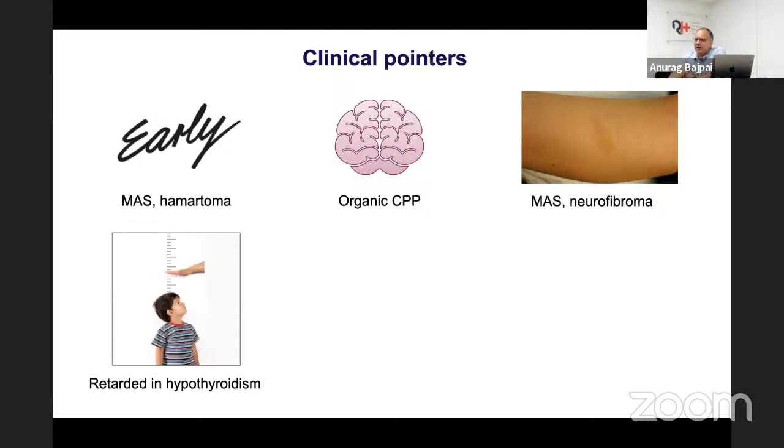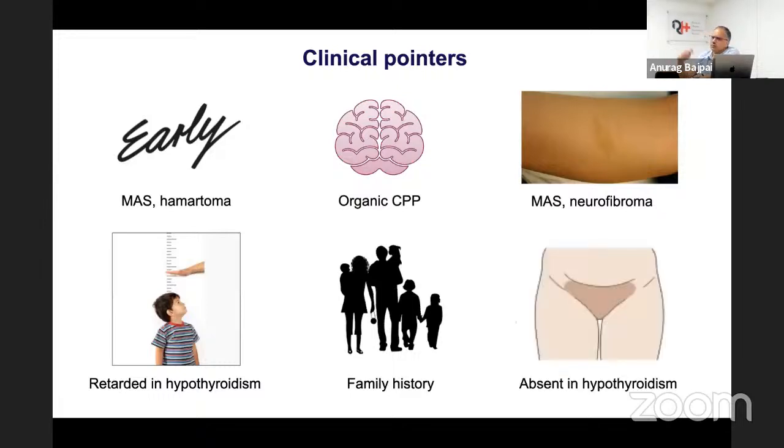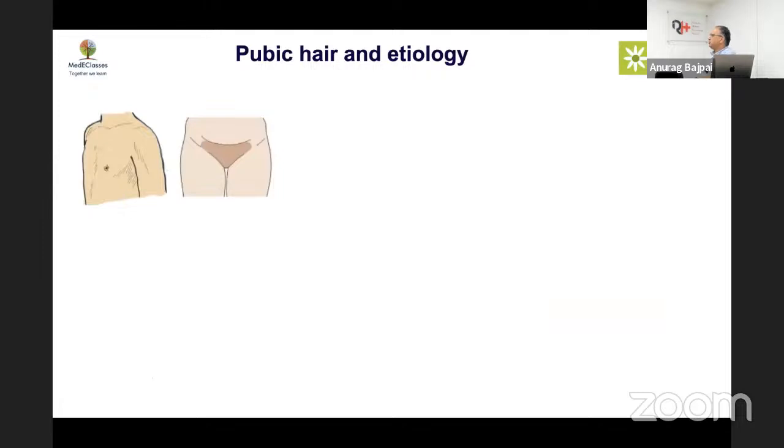Growth should be accelerated in everybody who has precocious puberty. Short stature with precocious puberty, think of hypothyroidism. If there is family history, think of some of those genetic causes. And again, absent pubarche, as I said, is more likely to be peripheral in origin, particularly hypothyroidism in that regard.